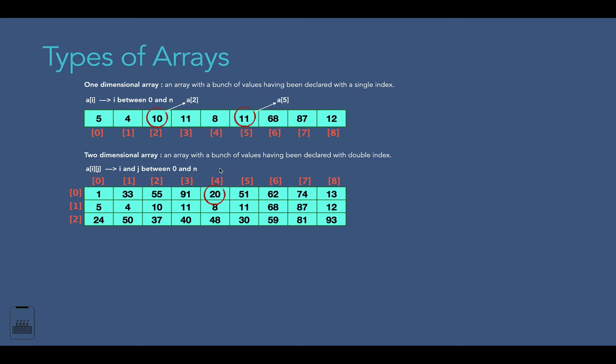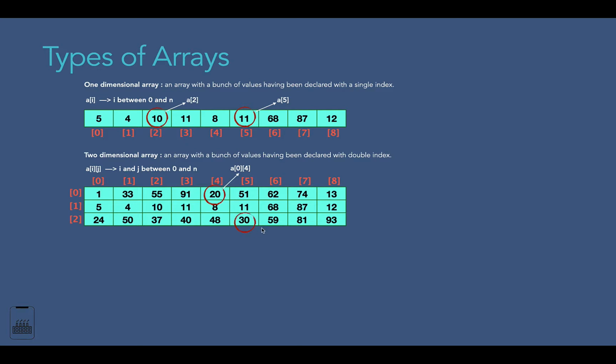Then we need to identify the column index. So as you see, it's located at the index of 4. So to access this element, we are going to put array name, then index of row, then index of column. So index of row is 0 and the column index is 4.